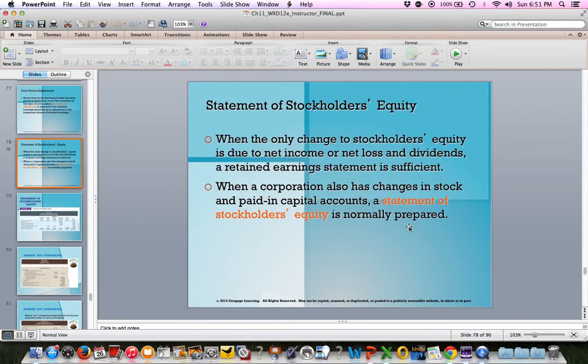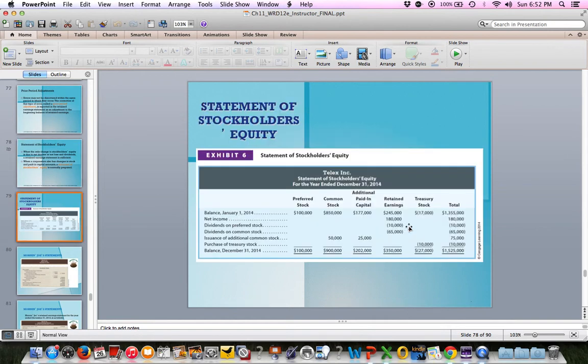When the only change in equity is due to net income or net loss, a retained earnings statement is sufficient. When a corporation also has changes in stock, such as paid in capital, a statement of stockholders' equity is normally prepared. So if you're buying and selling stock, then you probably would go with the statement of equity method. And that is right here.